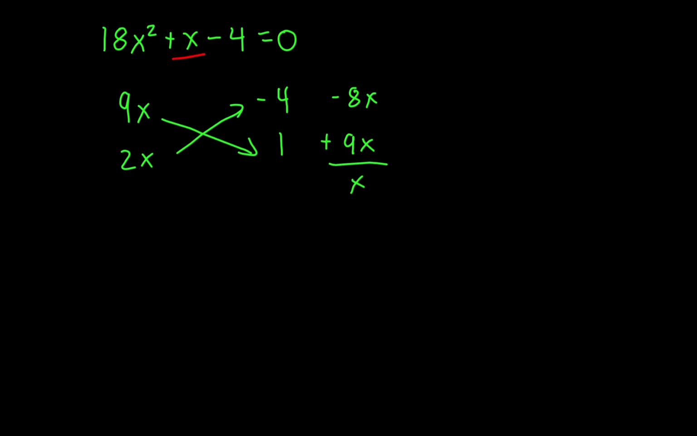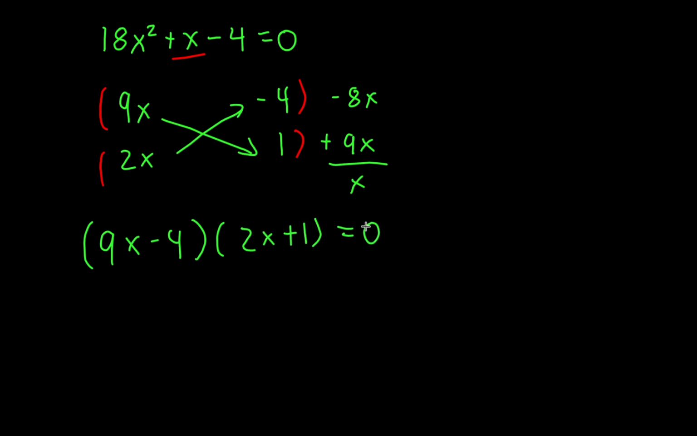That is good because that's how we factor. We want to think of combinations that multiply to a and multiply to c, that when we multiply them together, will add to our b value. So after that, we're going to factor it very easily. Our factors are just going to come straight from the cross factorization. So it's going to be 9x minus 4 and 2x plus 1 equals 0.